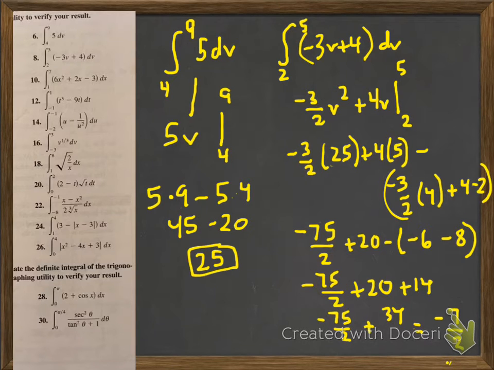That means that part of the curve is under the x-axis because we have a negative area. If you want to check, you go negative 3v plus 4. So you can tell that from 2 to 5, more of the curve is under than over. That's why we have a negative area.